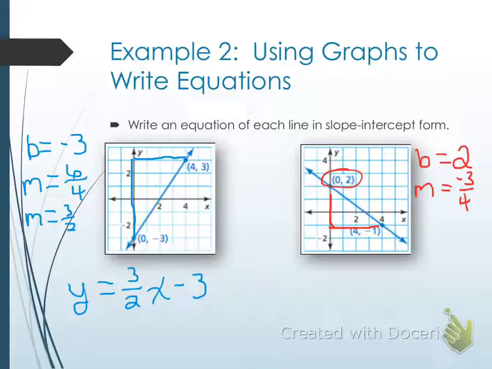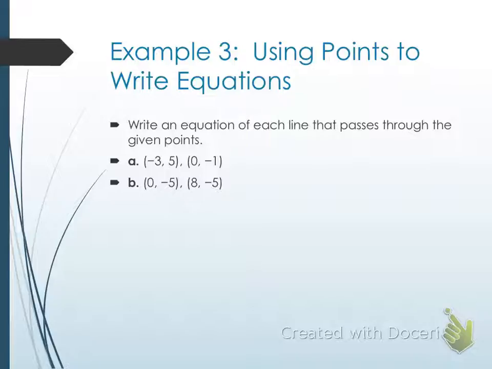So our equation of our line is going to be y equals our m, or slope, which is -3/4 x, plus our y-intercept, which is 2. So the equation of this line is y equals -3/4 x plus 2. Now our third example here is what happens when we're just given 2 points and we're asked to write an equation. It says we've given these 2 points of a line that passes through the given points. How am I going to write that equation?